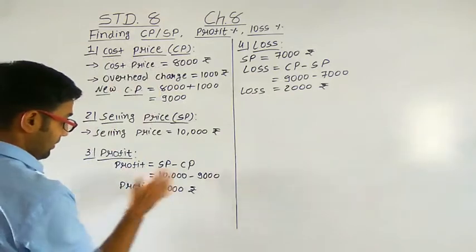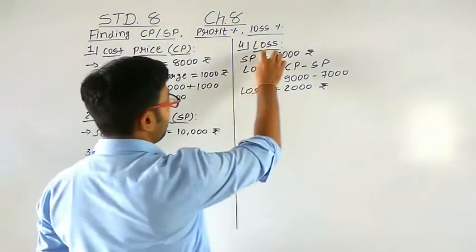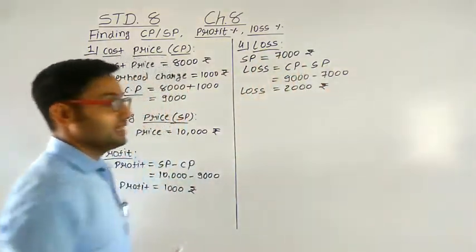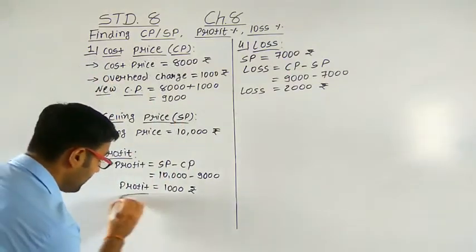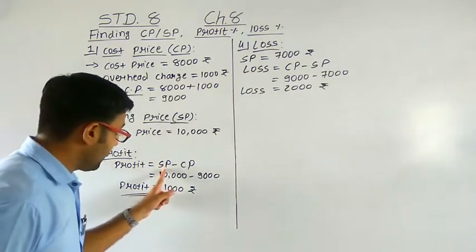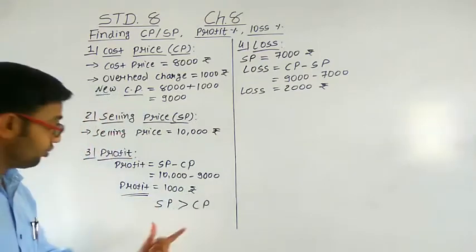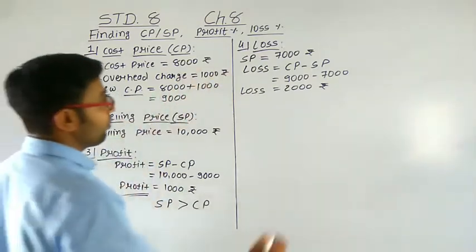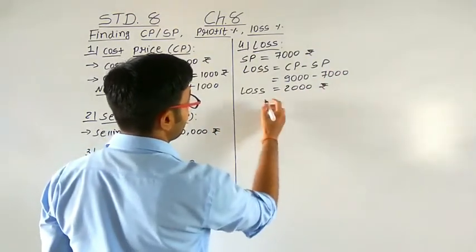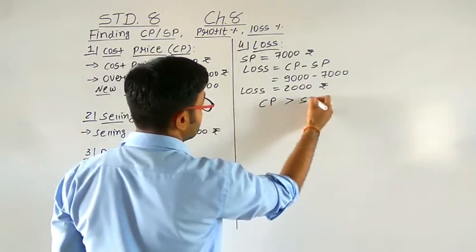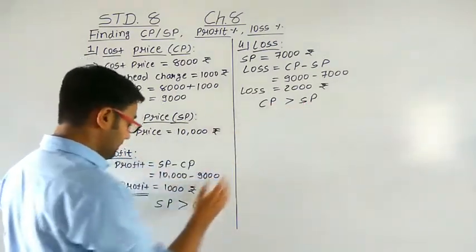So see, here the formula of profit is selling price minus cost price, and the formula of loss is cost price minus selling price. So here you have to understand, whenever you make a profit, the selling price is always greater than the cost price, and when you make a loss, then your cost price will be greater than the selling price. Understand? This is a very simple thing to understand.